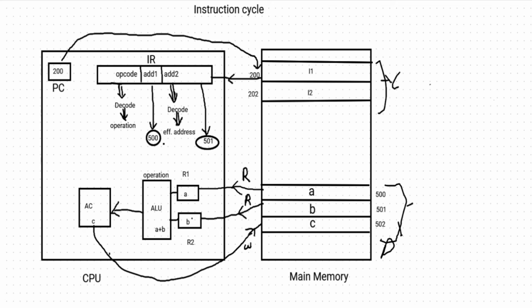Instruction is basically divided into three parts: opcode, address 1 and address 2. Opcode is generally the operation to be performed. In our case, it is addition of two numbers. And addresses are generally operands. This is address 1 and address 2, because we have two operands in our code, that is a equal to a plus b equal to c.